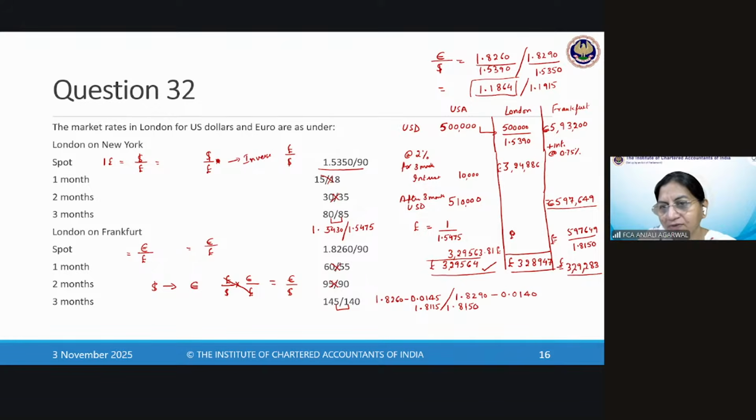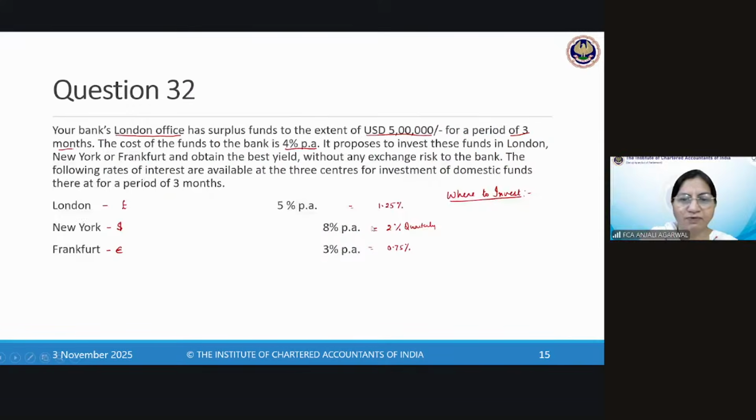So in US, you are getting 2% for the 3 months. So simply 500,000 into 1.02. In London, you are getting interest at the rate of 1.25%. But first convert it into pounds and then get the 1.25% interest. In Frankfurt, first convert it into euros. Then the euro interest would be applicable, which is 3% or 0.75% for the quarter. Okay? Okay, got it.